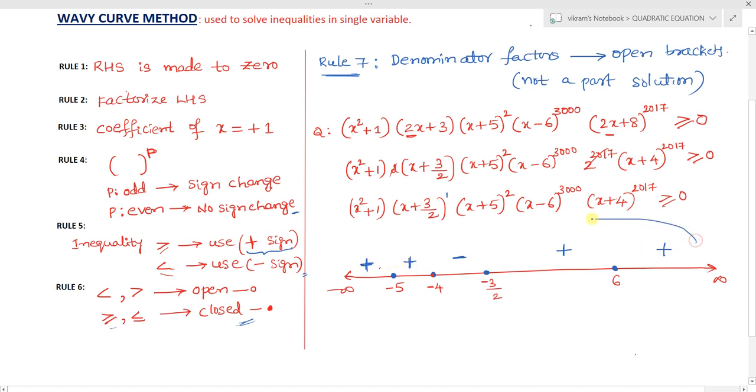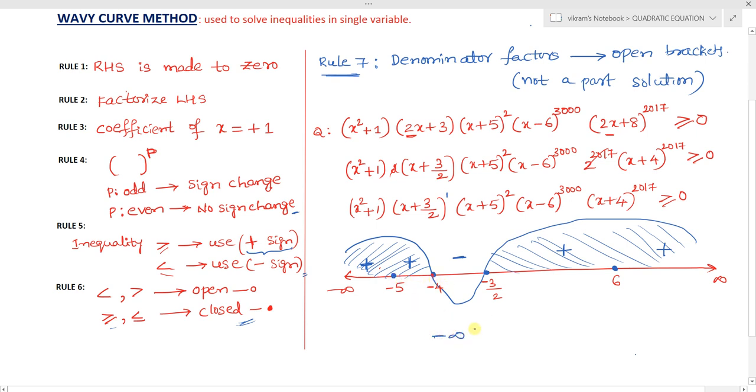If we draw a curve, what we obtain is negative over here and again positive. The inequality is greater than or equals to 0, so we need to check for the plus range. Wherever we have the plus range, that is our required region. So from minus infinity to minus 5 and minus 5 up to minus 4, we have plus only.